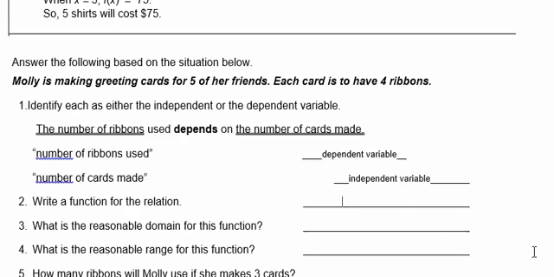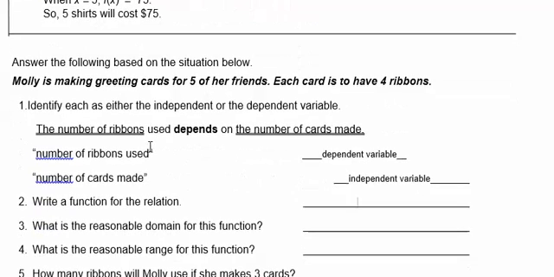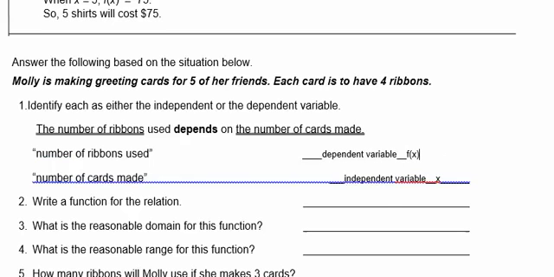Now then you have to write a function. That just means write an equation. Well, let's see. Every card she makes has 4 ribbons. So the x is, let's go back and look at our example. The x is the independent variable, and the f of x is the dependent. So the x is the independent, that's the number of cards made, and the f of x is the dependent. That's just like y.